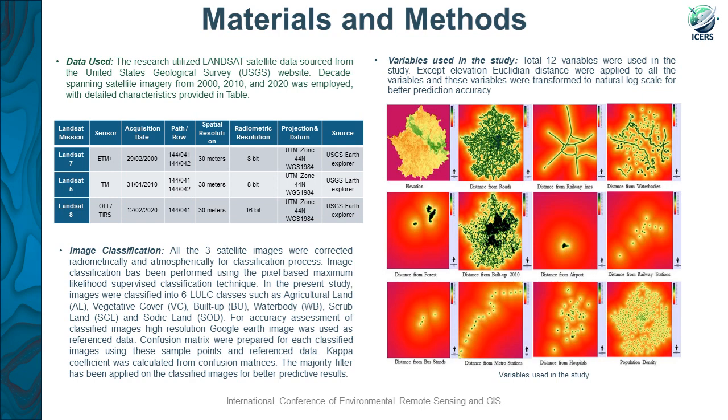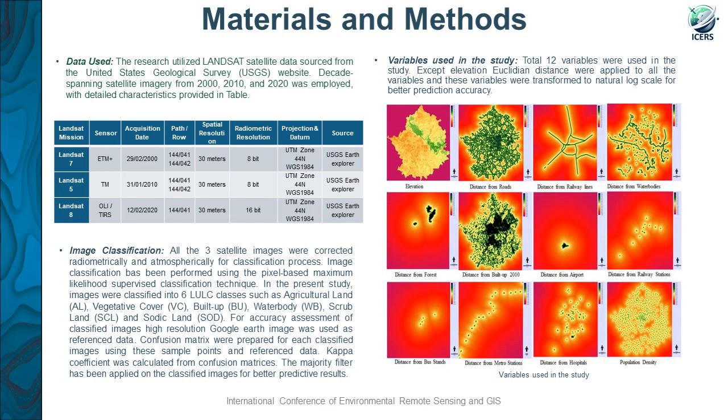Image classification. All the three satellite images were corrected radiometrically and atmospherically for the classification process. Image classification has been performed using the pixel-based maximum likelihood supervised classification technique. In the present study, the images were classified into six LULC classes such as agricultural land, vegetative cover, built-up, water body, scrub land, and sodic land. For accuracy assessment of the classified images, high resolution Google Earth image was used as reference data. Confusion matrix was prepared for each classified image using these sample points and reference data. Kappa coefficient was calculated from the confusion matrix. The majority filter has been applied on the classified images for better predictive results.